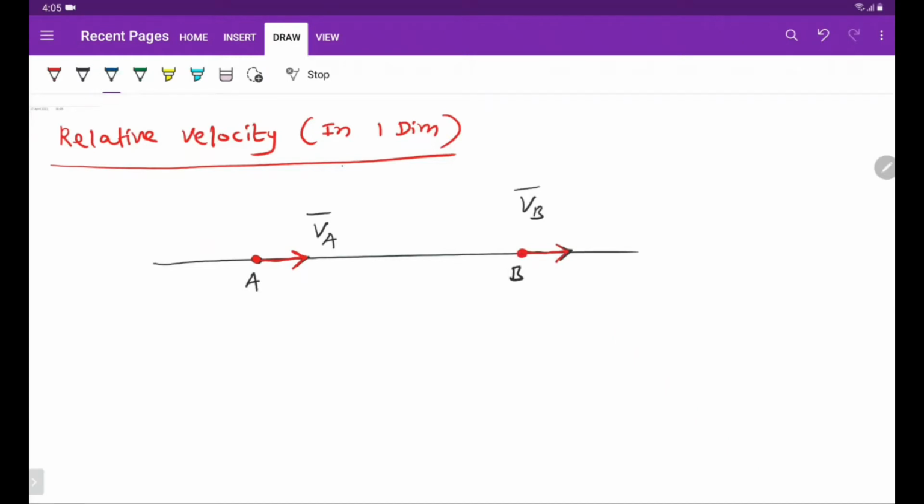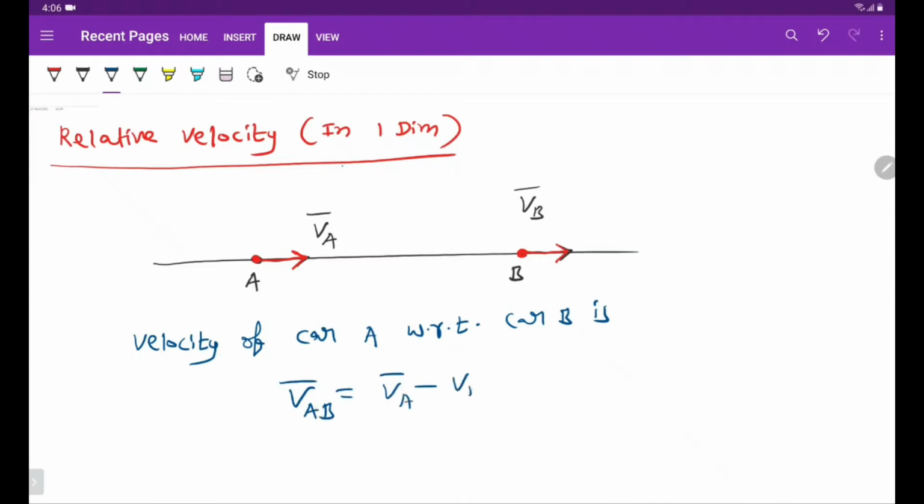Then the velocity of particle or car, we can say car A, with respect to car B, can be written as: velocity of A with respect to B is equal to VA bar minus VB bar. This is the formula we use in solving relative velocity problems. So this is the first formula.